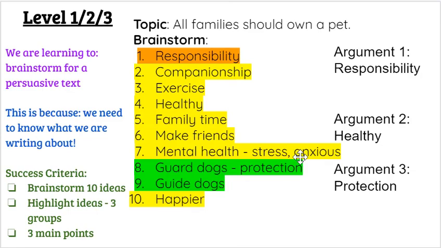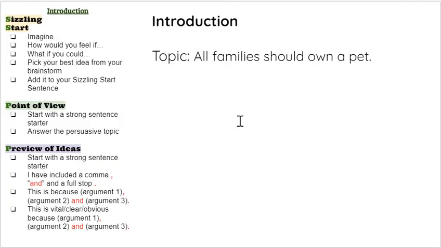So this was our brainstorm on our topic of all families should own a pet, and we brainstormed 10 ideas and then we grouped them up together and then we figured out what our three main arguments were. So our three main arguments were responsibility, healthy, and protection. And we will need to keep coming back to the brainstorm when we are writing our persuasive text, especially our introduction.